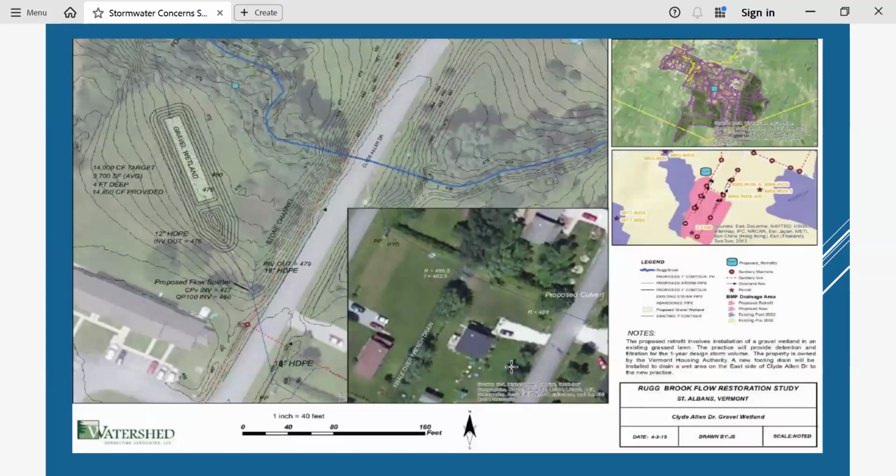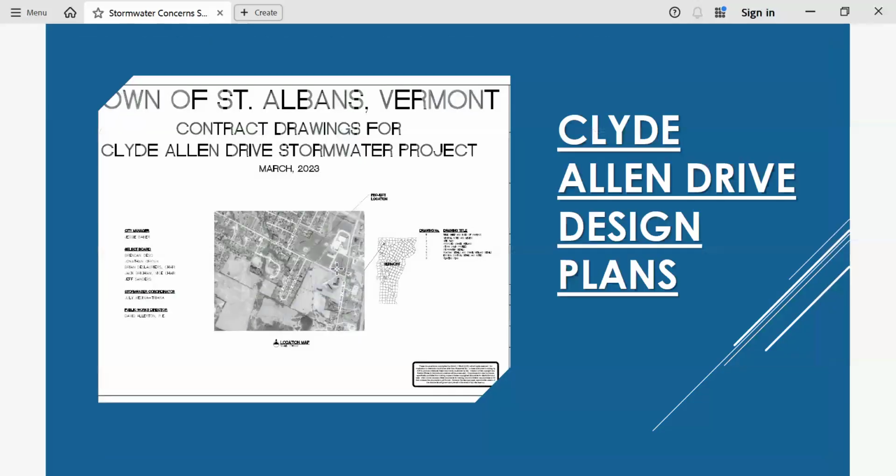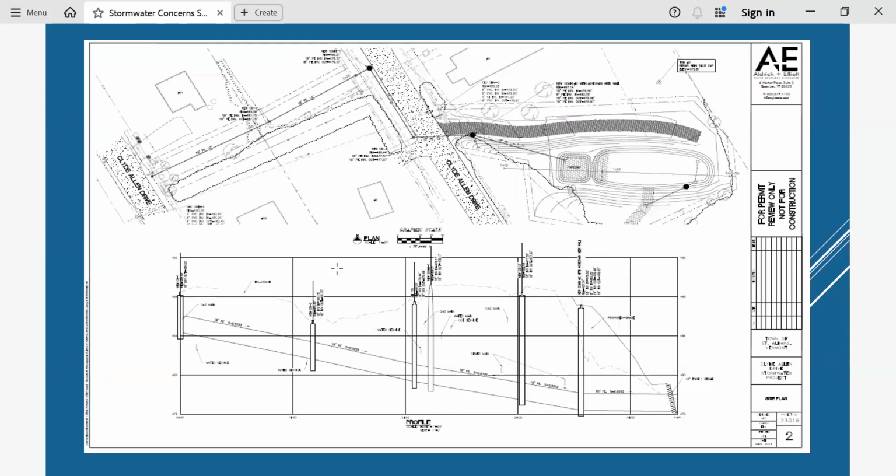So the next drawing here came out of the phosphorus control plan or the flow restoration plan. On the bottom left is the Vermont State Housing Authority's property, and then it shows where the gravel wetland is. This was just a concept plan, but we're beyond that now. We're about ready to put this out to bid. We'll talk about schedule here shortly. And then I guess the next one, Julie. Okay, so this shows more of a design plan along Clyde Allen Drive.